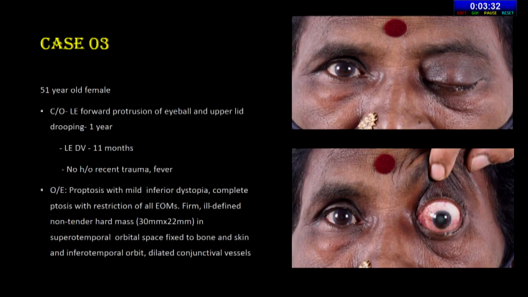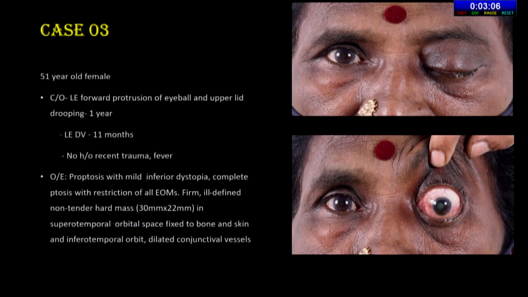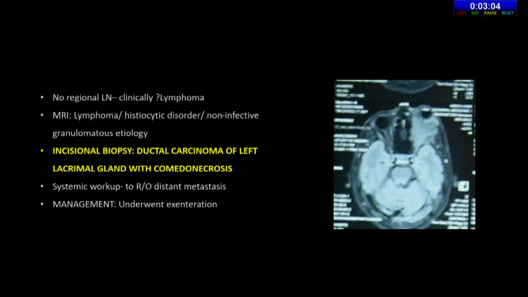Case 3 is a 58-year-old female who presented with complete ptosis and protrusion of the left eye, and she had defective vision in the left eye for the past 11 months, with no trauma and no fever. She had proptosis with inferior dystopia and complete restriction of all extraocular movements, and there was a firm, ill-defined, non-tender mass in the supratemporal orbit, fixed to the bone and the skin, extending to the infratemporal orbit, with mild dilatation of the vessels. There were no regional lymph nodes.